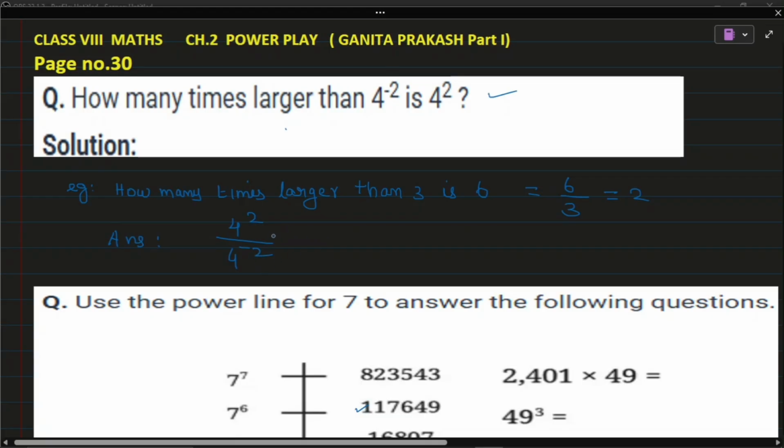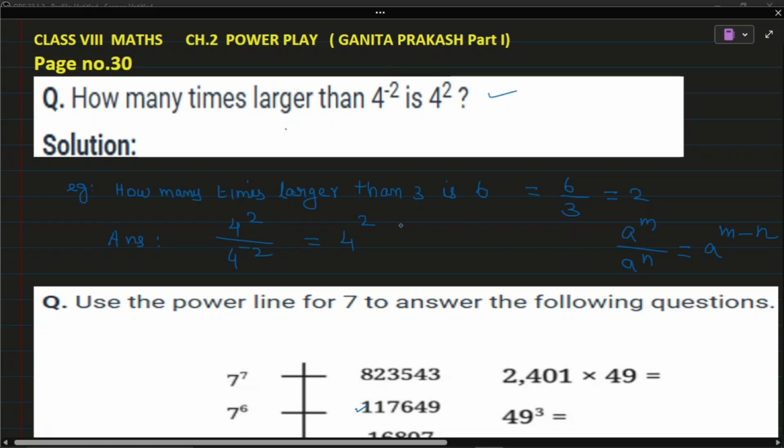Here we are using the exponential law for division. That is, we can apply the a raised to m divided by a raised to n law. For division of exponential numbers, we have to subtract the powers. No need to divide, just subtract the powers. Here the base is the same, then only we can do this. So 4 raised to m minus n.